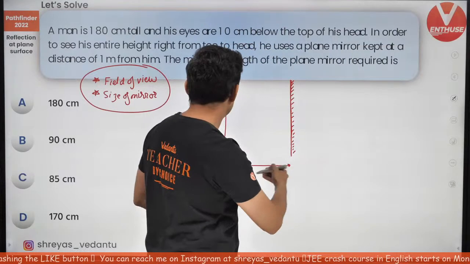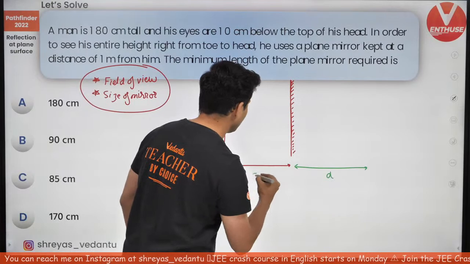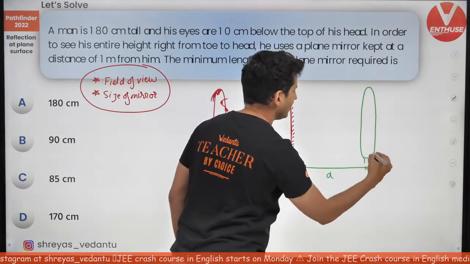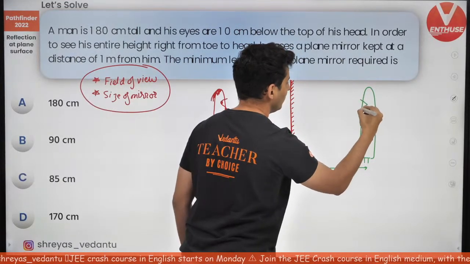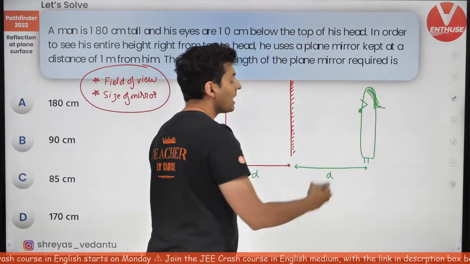So where will the image be formed? Obviously at the same distance. If this is D, this will also be D, and this is how the image is going to look. Perfect, right? He should also have the same hairstyle like this.